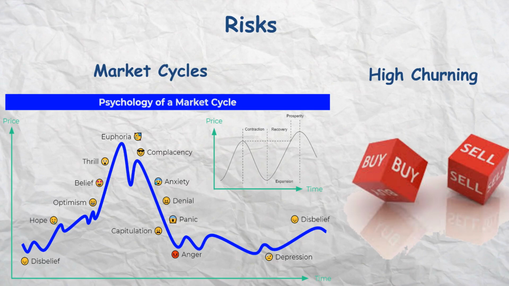Frequent churning incurs some additional expenses because of frequently buying or selling assets. For indices based on the volatility factor, the churn is generally very high, approximately 50%, compared to a broad-based index like Nifty 500.